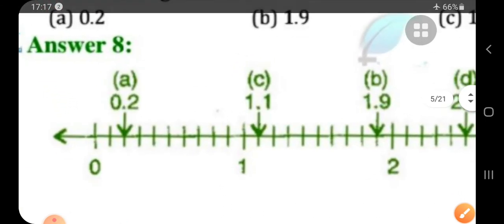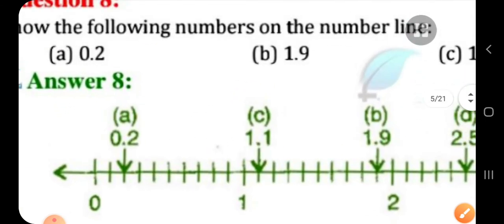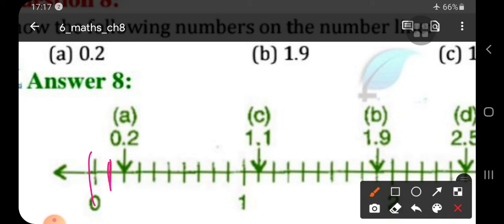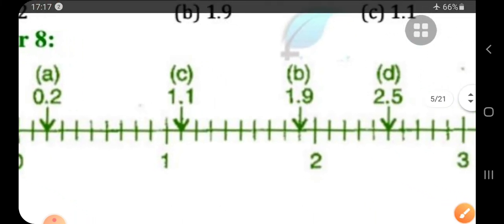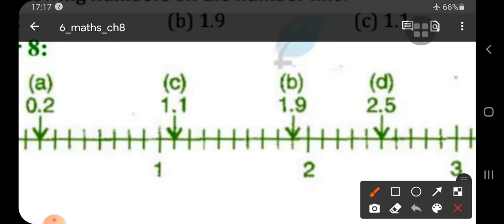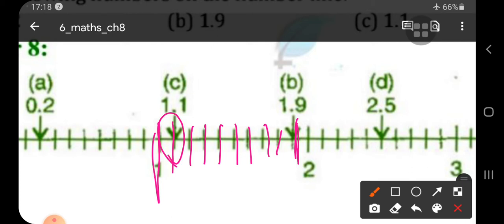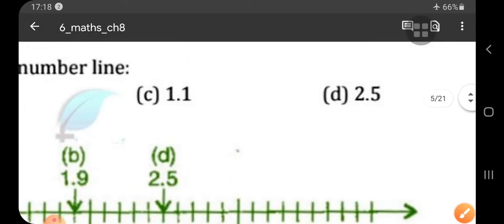Now where does 0.2 come? From 0 to 1, it comes between 0 and 1. Let's count. Here it's 0, then here this is 0.1, and this one is 0.2. Okay, next 1.9. Where is the 1.9? It's between 1 and 2. Here is the 1, then 1.1, 1.2, 1.3, 1.4, 1.5, 1.6, 7, 8 and 9. So here it's 1.9. Then 1.1, right after the 1, it is 1.1. Then 2.5, between 2 and 3. Okay.